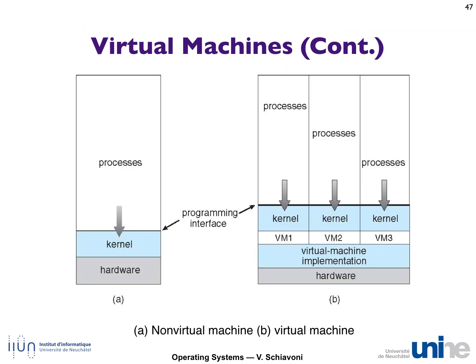So more precisely, the structure of a virtual machine with respect to a non-virtual machine is as follows. Here we have the hardware. On the left side, we see the non-virtual machine. You can consider this as bare metal. You have some hardware, and then you have the kernel and the processes, as we have seen before.